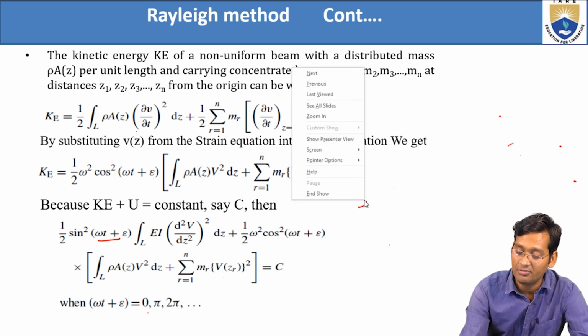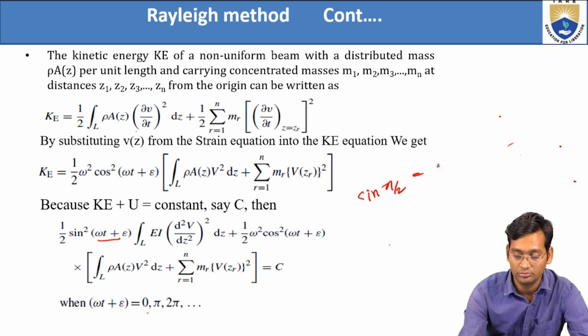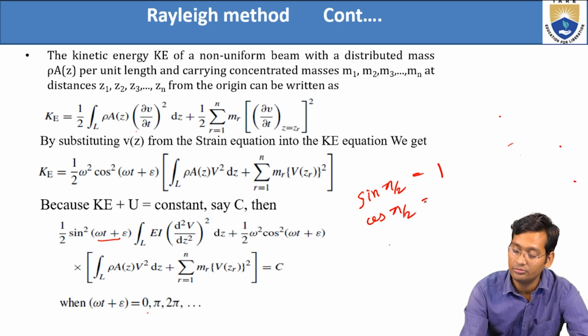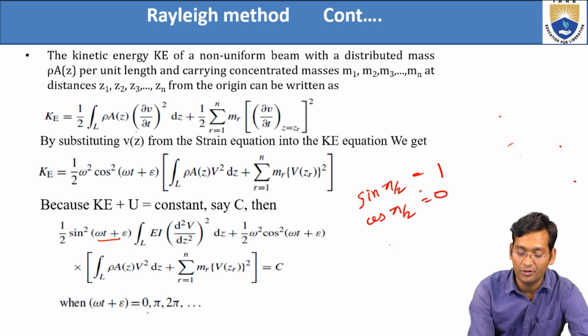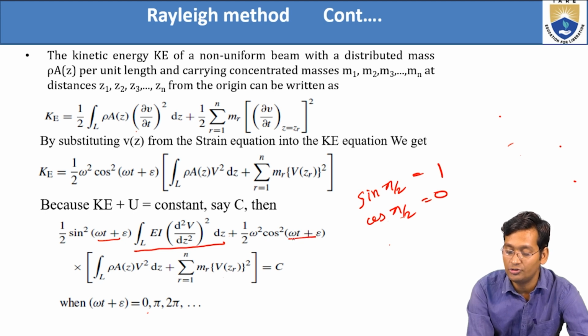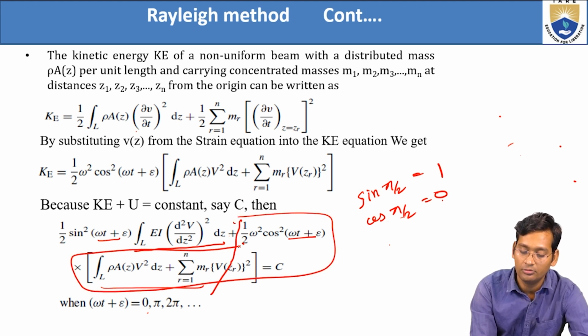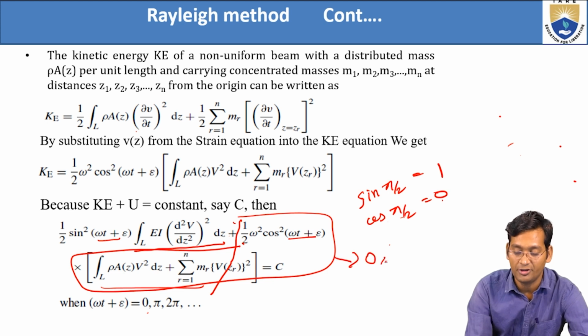So at pi by 2, sine pi by 2 is what? 1, right? And cos pi by 2 is 0. So put that in omega t plus pi, so sine 0, this becomes 1. So half into this term, right? This cos pi by 2 is 0, so 0 into omega square, 0 into this term. So this whole term will be what? 0, right? For pi by 2, 3 pi by 2.